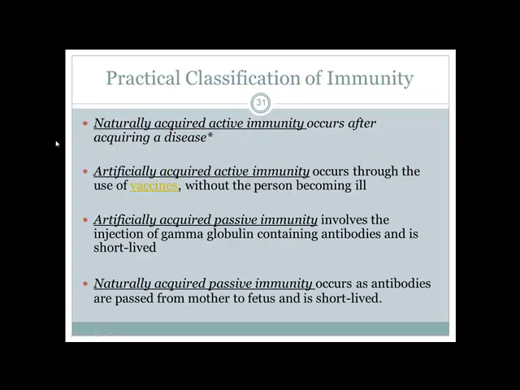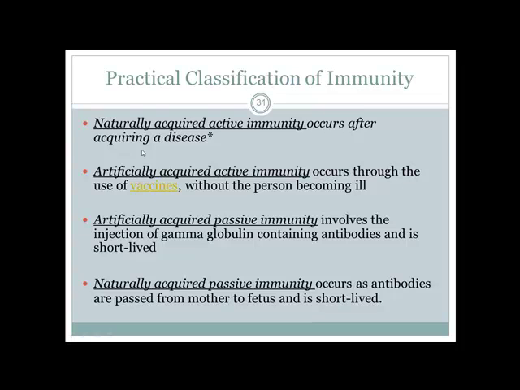Now, practical classifications of immunity. There are going to be 4 types here. You're going to have naturally acquired active immunity. This means it's naturally acquired and it's active. You got a disease, you've been infected with it, your body fought it off, you're cool now.